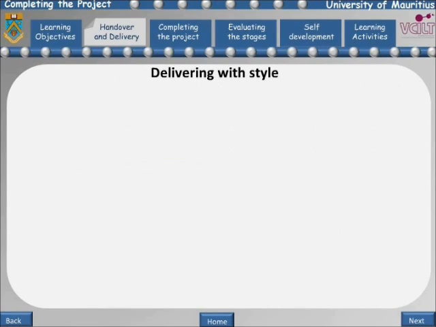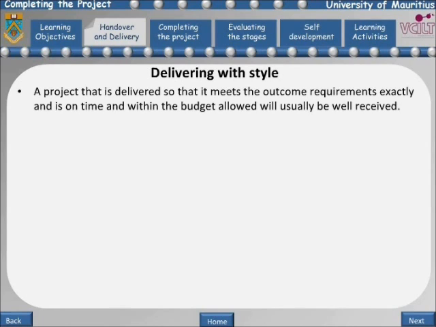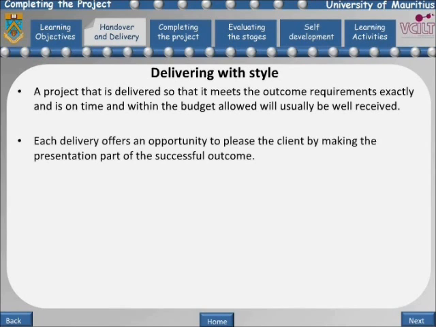You can deliver the outcomes agreed with a minimum of fuss or celebration, or you can deliver with style. A project that is delivered so that it meets the outcome requirements exactly and is on time and within the budget allowed will usually be well received. However, each delivery offers an opportunity to please the client by making the presentation part of the successful outcome. Presentation is about creating an impression. Handover events can create a favorable or unfavorable impression.